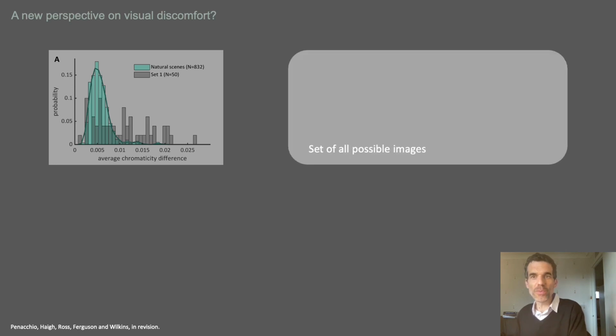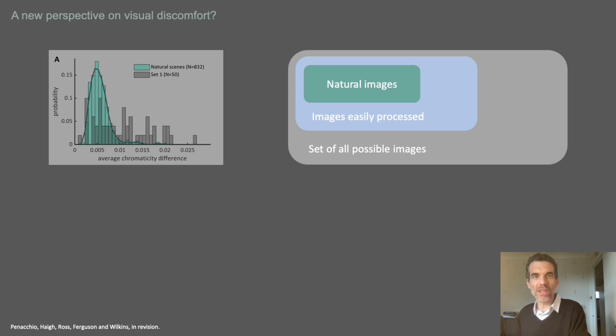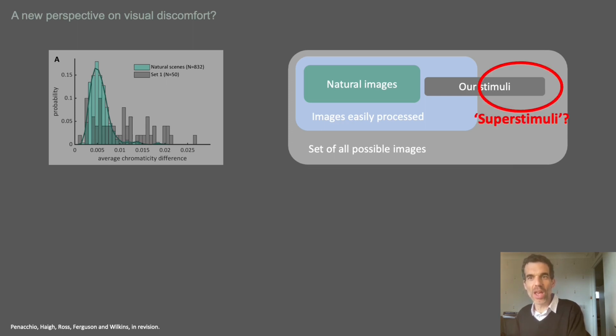Let's consider the monstrous space of all possible stimuli, all possible images. A big subset of them is processed without any problem by the visual system. Natural images make a tiny subset within this set of images easily processed. This inclusion is in agreement with the theory of efficient coding. Now, our stimuli in these experiments straddle the border between comfortable and uncomfortable stimuli.